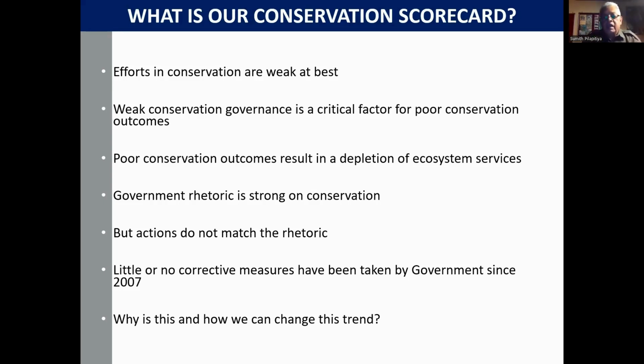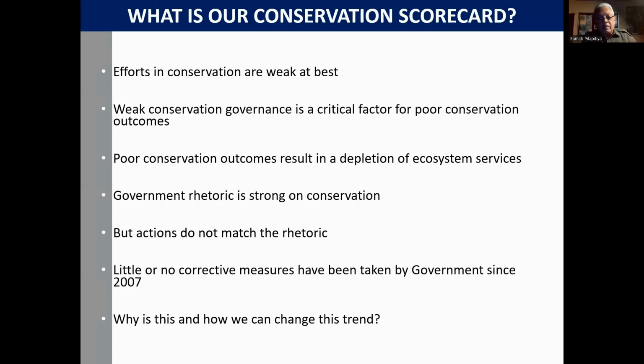It's the same situation when it comes to conservation. Because of political interference in the conservation programs in Sri Lanka and the lack of political will to actually do proper conservation in this country, conservation governance is very weak. Therefore, conservation outcomes are weak. And poor conservation outcomes result in a depletion of ecosystem services. So the more we have poor conservation governance and poor outcomes, the ecosystem services that we can provide will start reducing. If it starts reducing, it will have an impact on the development of Sri Lanka.